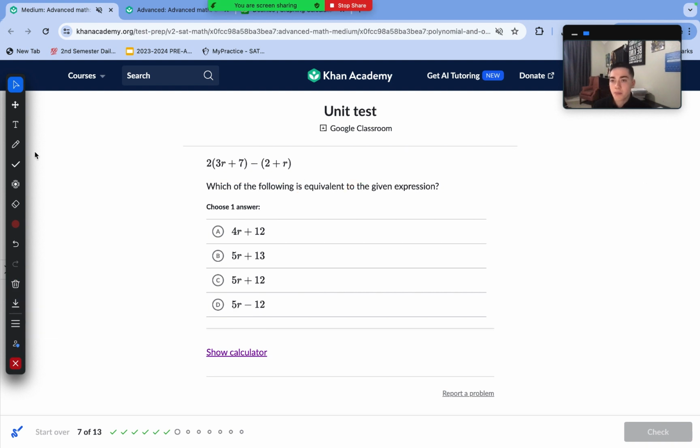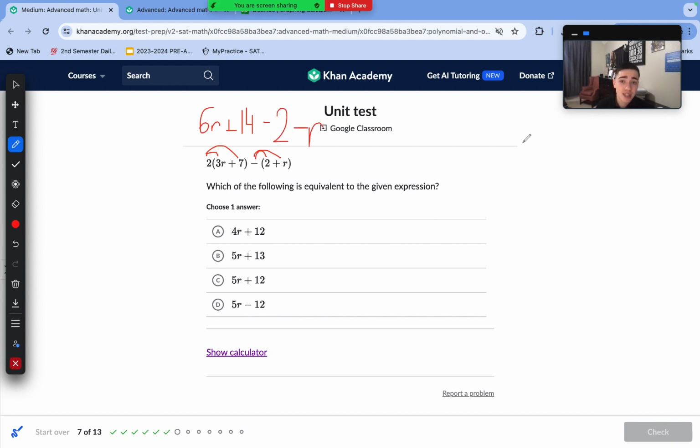Here we need to just simplify, combining like terms. Multiplying out, combining like terms is all we have to do. 2 times 3r is 6r, 2 times 7 is 14. And this, we need to distribute this negative sign as well. Pretend that is negative 1. Now we have minus 2 minus r.